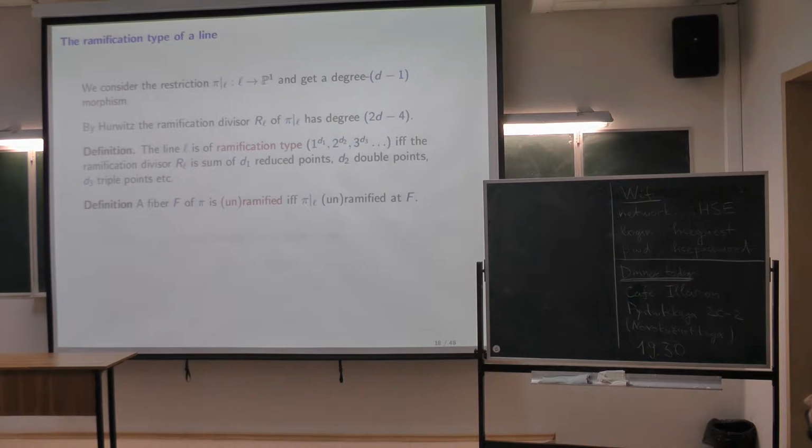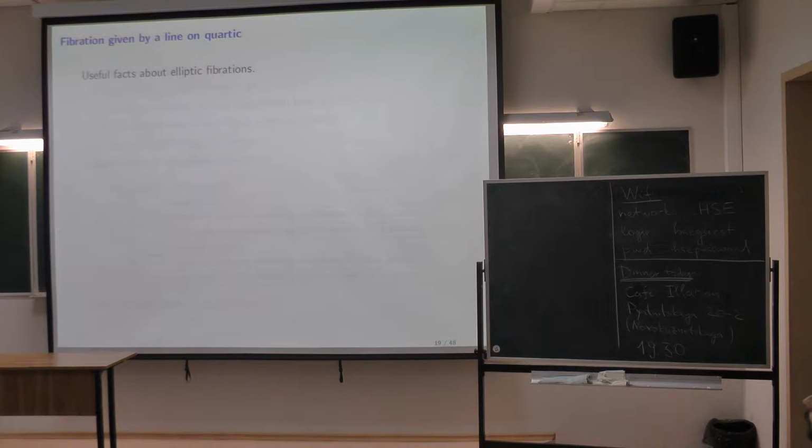And I will speak of a fiber of this fibration as ramified or unramified if this map is ramified or unramified. In other words, a fiber is unramified if the line meets the fiber in d points. Otherwise it's ramified. Okay? And the characteristic is 0. So for quartics there are 3 possible ramification types. This one, and this one. And then I come back to quartics.